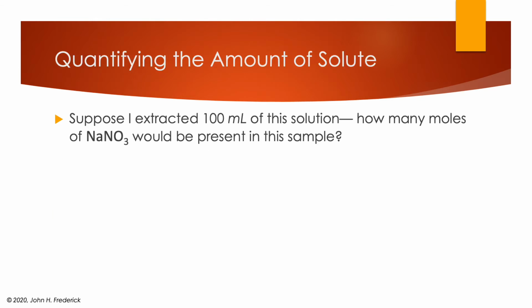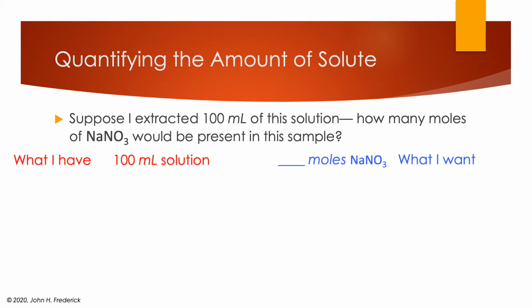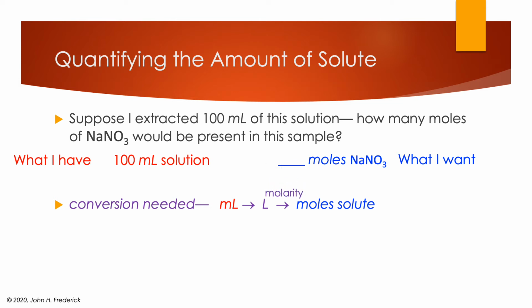So now let's do some work with this molarity, with this solution. Let's suppose that I extract 100 mL of this 250 mL solution, and I want to know how many moles of sodium nitrate are present in my 100 mL sample. How would I figure that out? Well, what I have is 100 mL of solution. What I want is how many moles of the solute are present in that solution. And the conversion that I'm going to need is, first I'm going to have to convert mL to liters, because whenever I'm dealing with the molarity in solutions, I need to be in liters. And then I'm going to need to convert from liters to moles of solute somehow. Well, that second conversion is simply the molarity of our solution.